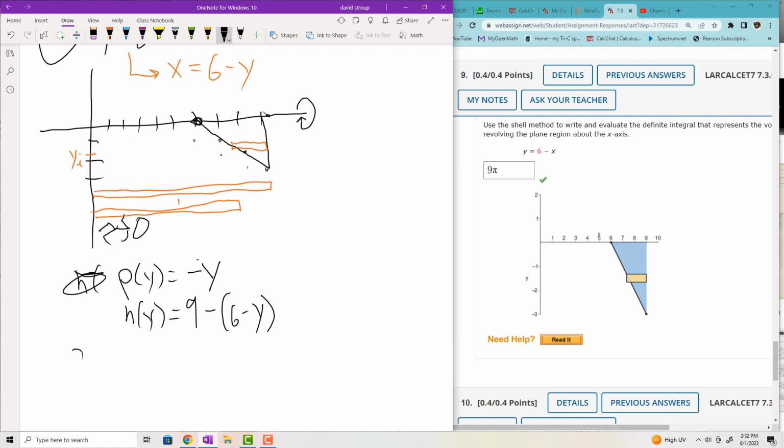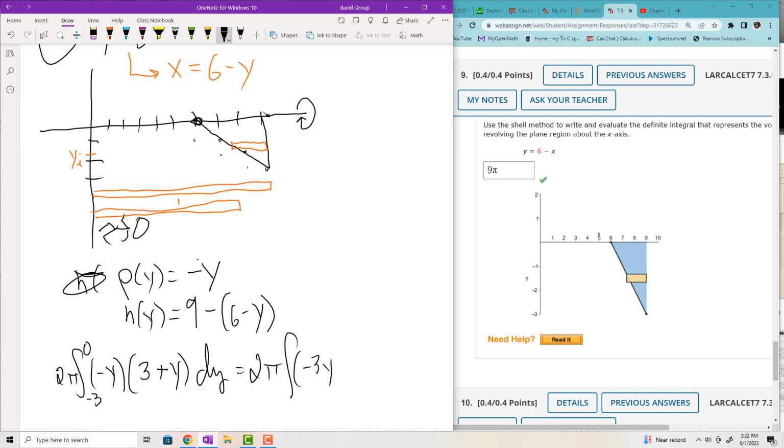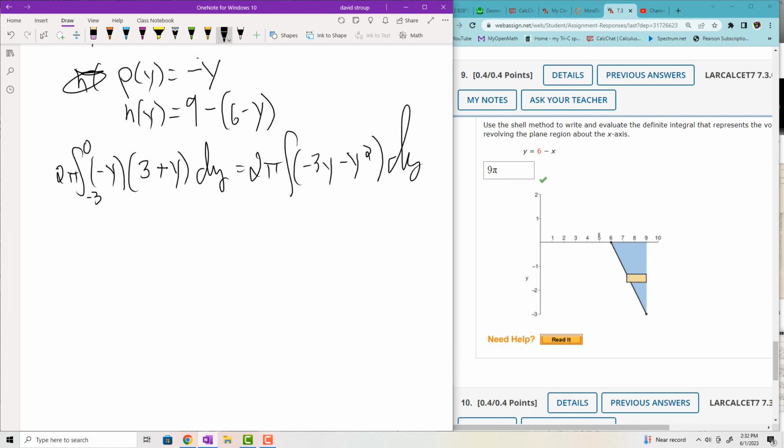Okay, so ultimately our integral is 2 pi times negative y times 9 minus 6, of course, is 3, and then negative plus y dy, and the Riemann person is running from -3 to 0. So this will be 2 pi integral -3y minus y squared dy, rolling right along, equals 2 pi times -3y squared over 2 minus y cubed over 3, evaluated from -3 to 0.